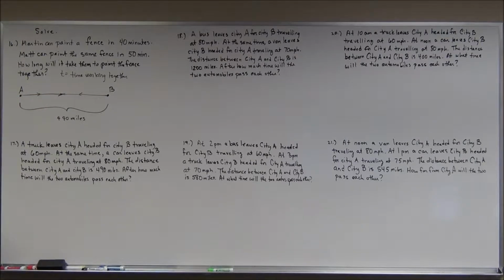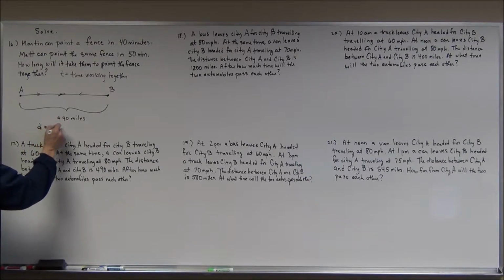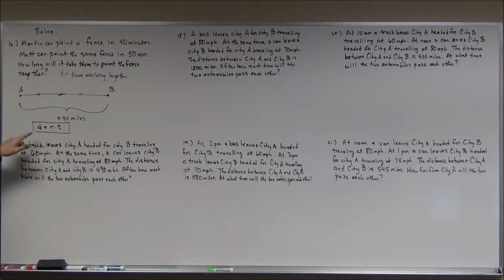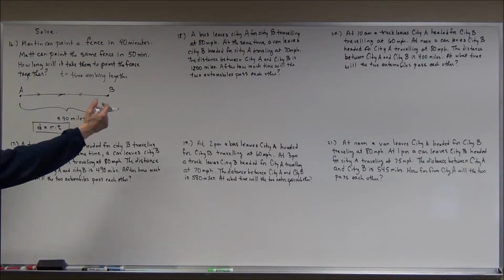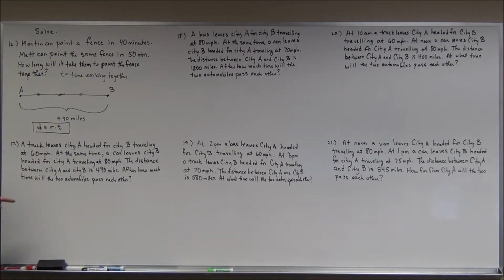Alright, now in this case, you've got the truck leaves city A and heads for city B, traveling at 60 miles an hour. I hope that you will remember that distance is equal to rate times time. You're going to need to remember this. Distance equals rate times time. At the same time, a car leaves city B, heads for city A, traveling at 80 miles an hour. So this car is going a little faster. He's going at 80. The distance between city A and city B is 490 miles. So that's what I indicated there. After how much time will the 2 cars pass each other?